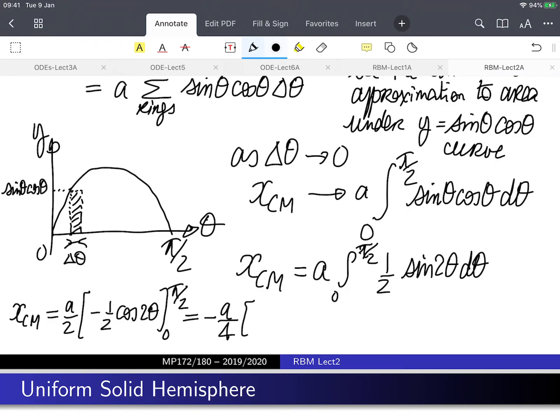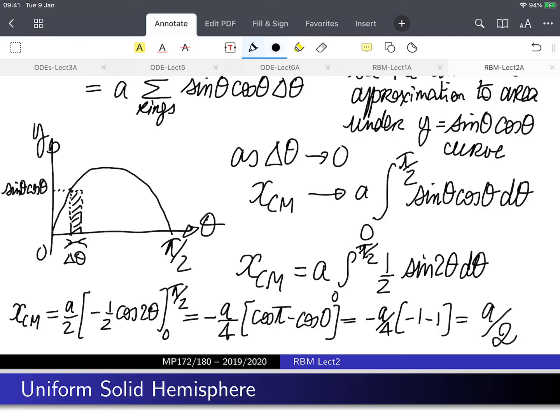And then I need to evaluate cos 2 theta at pi over 2. That's going to be cos pi. And then at 0, what's cos pi? That's on page 13. It's minus 1. What's cos 0? It's 1. So I get A over 2.